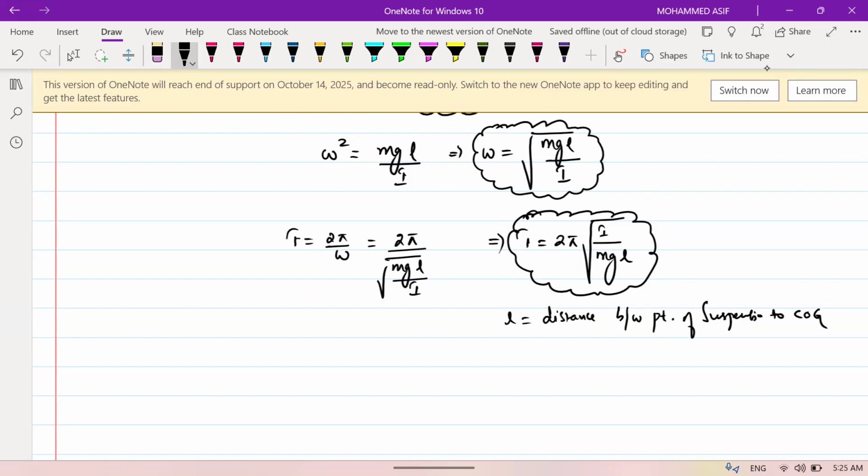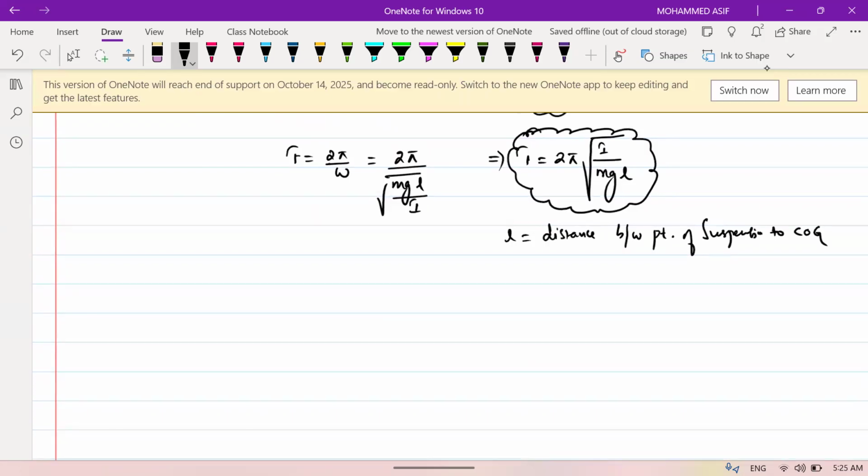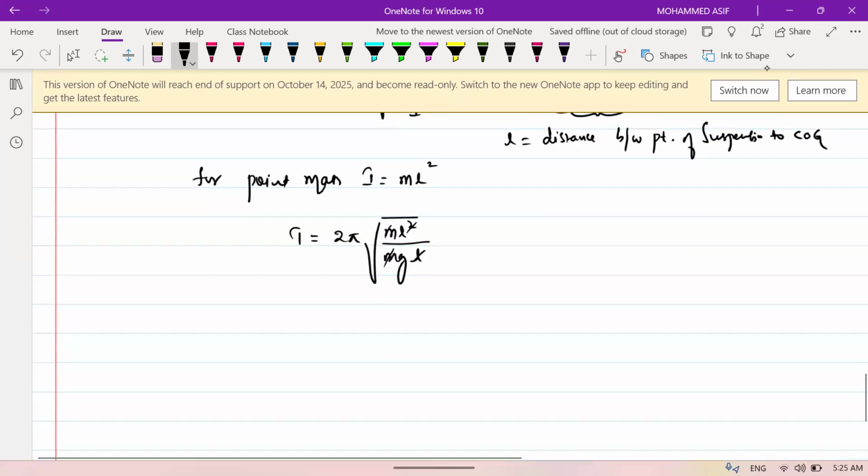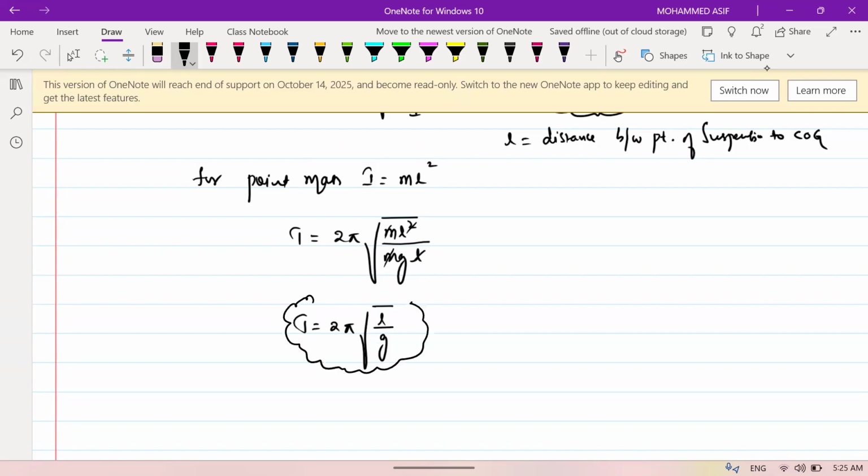What is the moment of inertia for a point mass? For a point mass, moment of inertia will be equal to m into L square. So therefore, time period will become T is equal to 2 pi under root of m into L square divided by mg into L. This L square will get cancelled. So if I simplify it, I'm getting the time period T is equal to 2 pi under root of L divided by g. So this is the time period by the torque method. Am I clear?